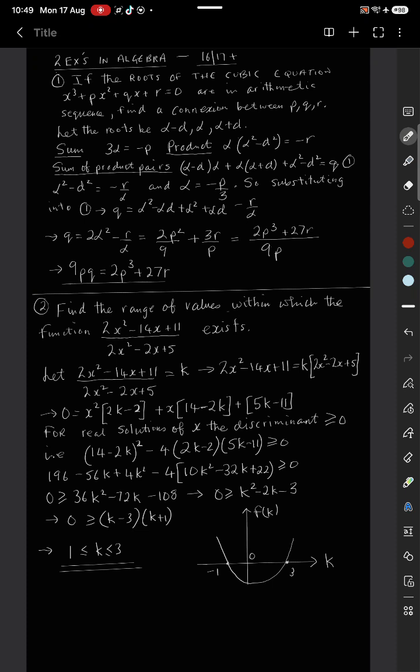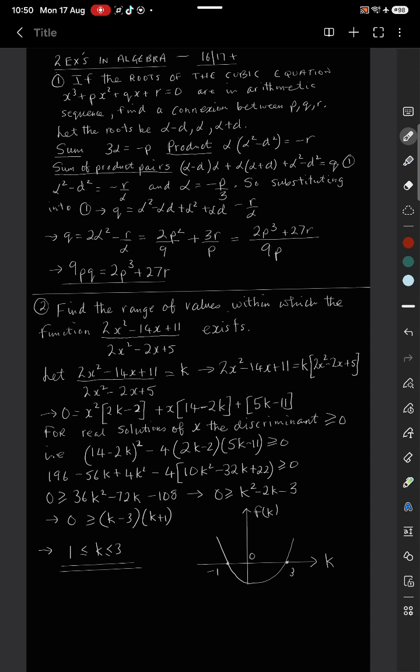So substituting for alpha, we get 2p squared over 9 plus 3r over p, which equals 2p cubed plus 27r over 9p. And then cross multiplying, we'll get 9pq equals 2p cubed plus 27r. And that does the first question.